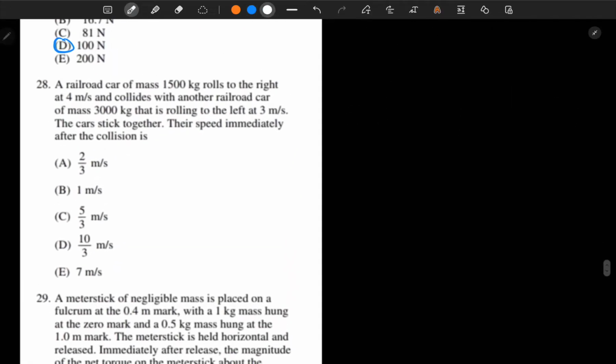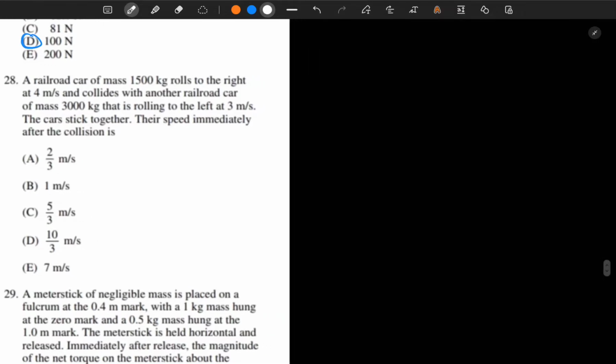Next, let's assume that a railroad car of mass 1,500 kilograms rolls to the right at 4 meters per second and collides with another railroad car of mass 3,000 kilograms that is rolling to the left at 3 meters per second. The cars stick together. We wish to find the speed of the two cars sticking together immediately after the collision.